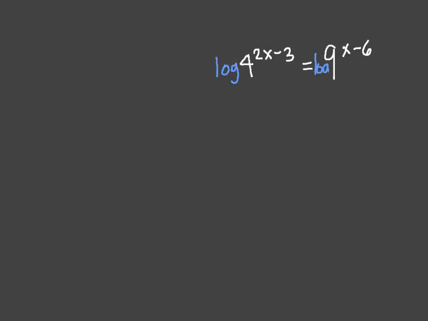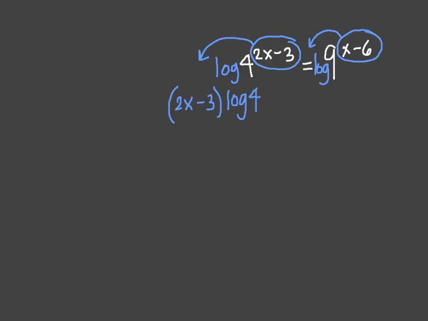So when you log both sides, this allows you to take the exponent and bring it down. That's a property of logs, right? So we can take these exponents, bring them down to the front. Make sure you put some parentheses around them. So we have 2x minus 3 coming down to the front in front of log of 4. And keep in mind, log of 4 is just a number. Okay, equals x minus 6, be sure to put that in parentheses, times log of 9.